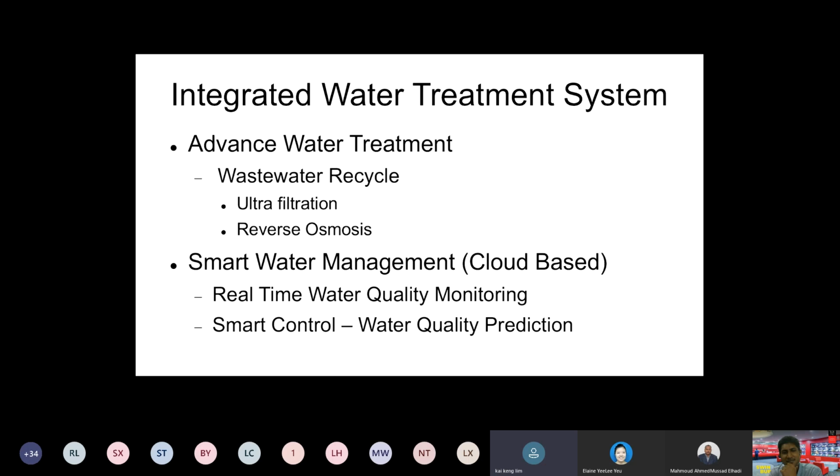So just now is the problem we are facing over the industrial area. The solution that we are going to propose is a wastewater recycling system, and we are using ultrafiltration plus reverse osmosis. Using any hardware, it must come with software. So this is the part whereby we introduce our smart water management, which is a cloud-based, real-time monitoring system. It has some prediction features, whereby we use the historical records to predict what is going to happen, and what action we are going to take.